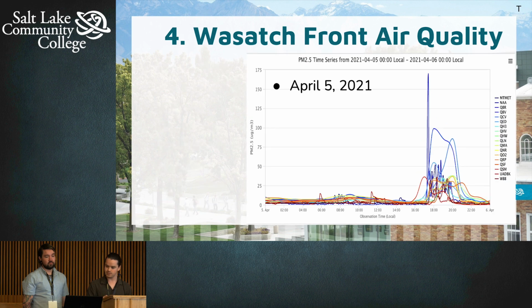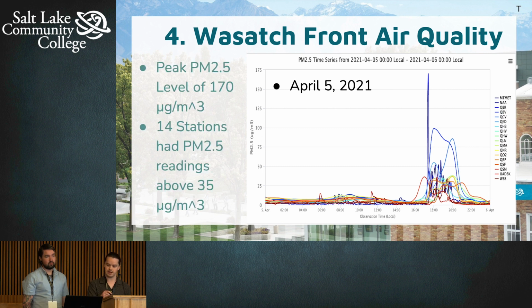And then a similar story for this one. This event actually had 14 stations throughout the Salt Lake Valley that had readings above 35 micrograms per meter cubed. And so this one is a little bit more spread out, it didn't have as high a reading, but still a pretty intense storm.